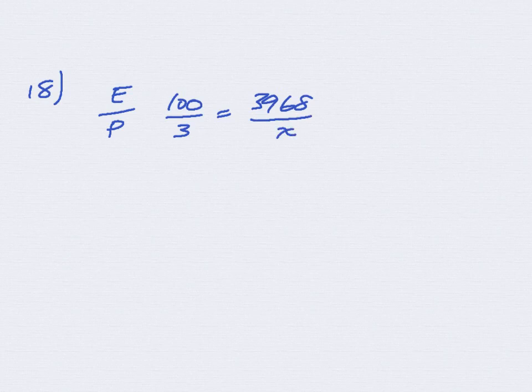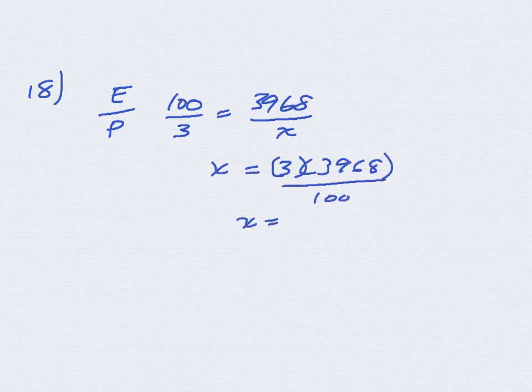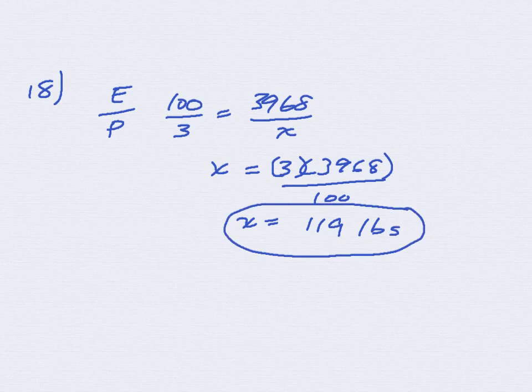We cross-multiply and divide. So 3 times 39.68. And divide it by 100, we would get an answer of, round to the nearest whole number, it's 119. What is the unit? Pounds. LBS. 119 pounds. Let's round it a little bit. 19.04.